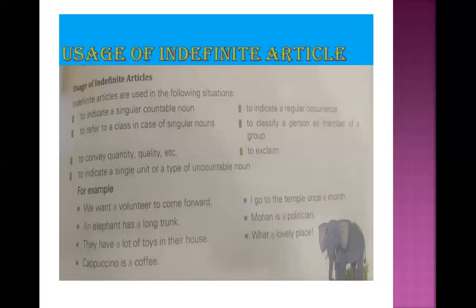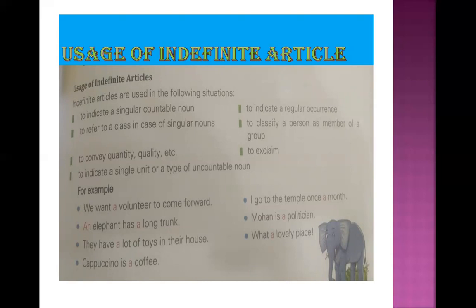Usage of indefinite articles. When I talk about indefinite articles, they are used to indicate singular countable nouns. They are used to indicate a regular occurrence of something, to refer to a class in case of singular nouns, to classify a person as a member of a group, to convey quantity, quality, etc., to explain something, and to indicate a single unit or type of uncountable nouns.